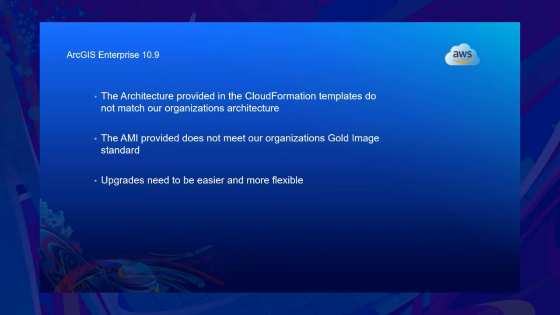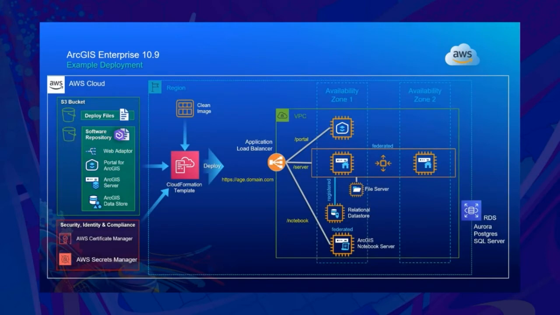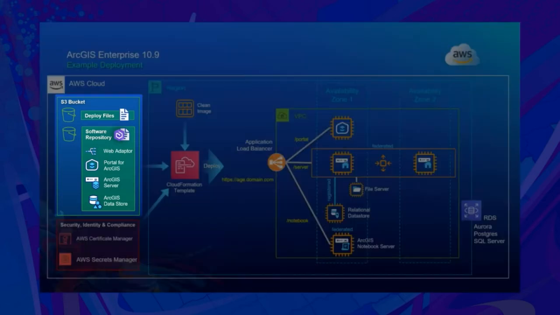Think of the new 10.9 CloudFormation templates as building blocks, and you can build your ArcGIS Enterprise one block at a time. With the new automated offerings for AWS and 10.9, you now have more control when automating your deployment and administration tasks. This example deployment is just one of many configurations you can build with the new CloudFormation templates. Let's review the components. The Esri buckets are still being leveraged.